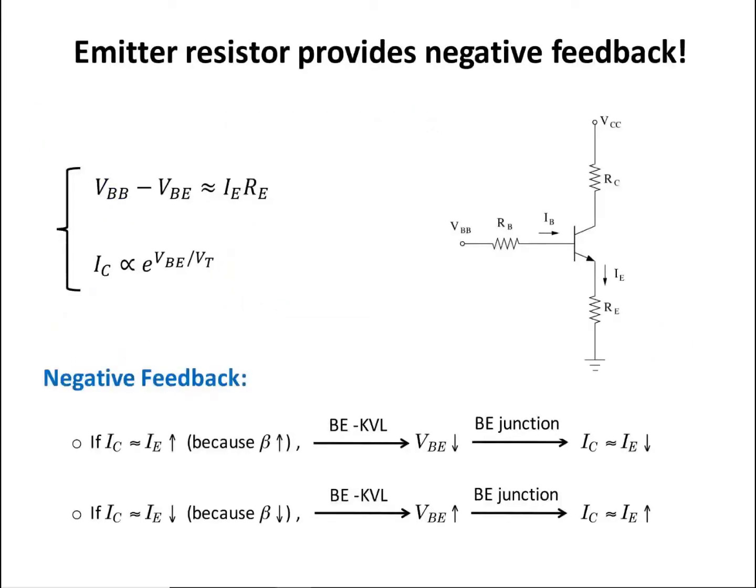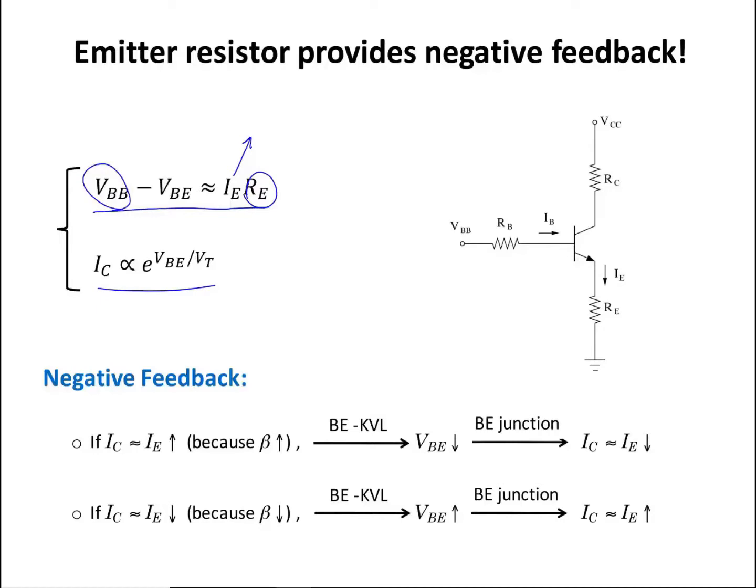The emitter resistor provides negative feedback in this configuration, because I can write the base emitter KVL like this, assuming that our base resistor divided by beta plus 1 is much smaller than the emitter resistor. And I know that collector current is proportional to e to the base emitter voltage divided by the thermal voltage. So in this circuit, if collector current increases, for example because beta increases, then the value of VBE is going to decrease, because IE is increasing, RE is fixed, and VBB is fixed.